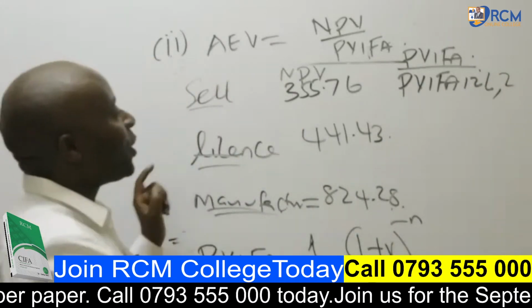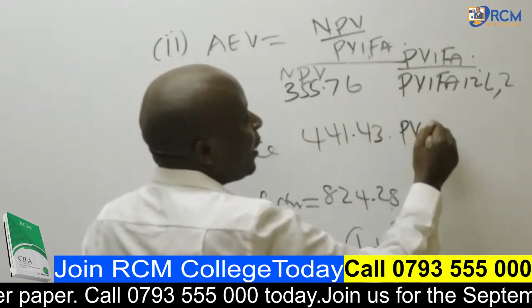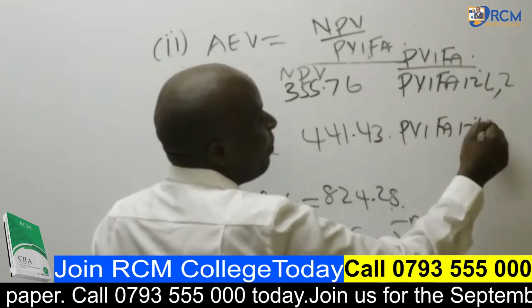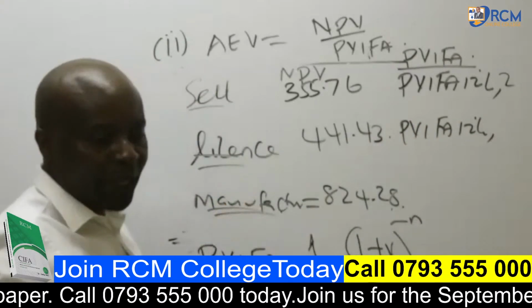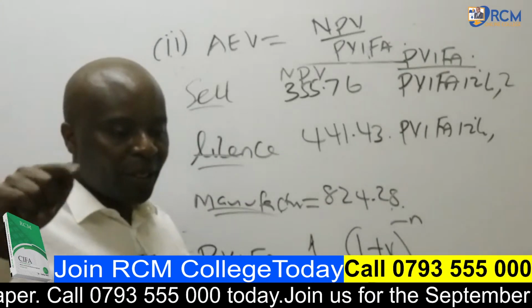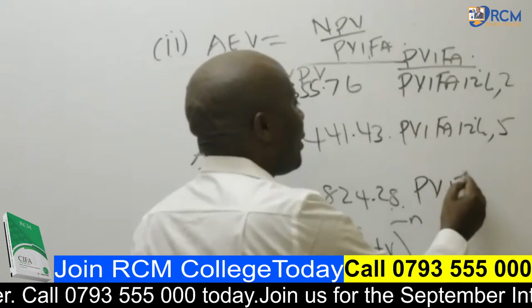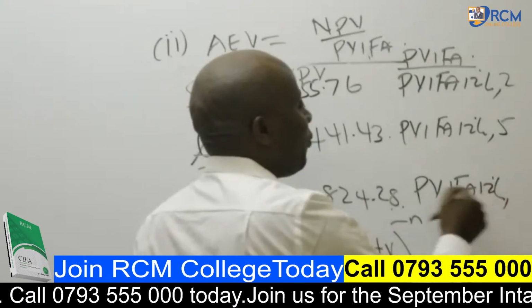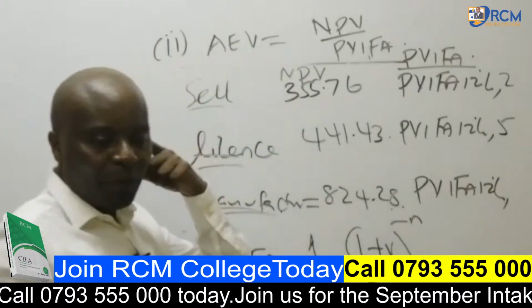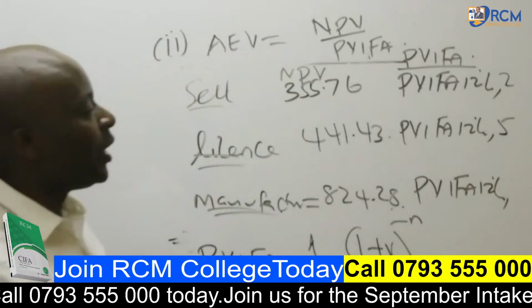How about license? Itakuwa ni PV-FA. 12% is common. Please go to license option and count the number of years for us. Year 1 to year 5. Hii itakuwa ni PV-FA. 12% is common. For how many years? PV-FA for how many years? 6 years.